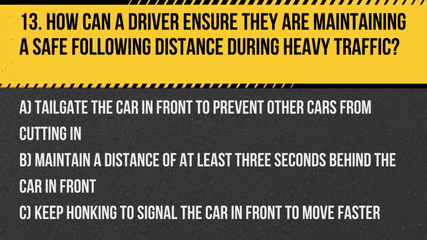A. Tailgate the car in front to prevent other cars from cutting in. B. Maintain a distance of at least 3 seconds behind the car in front. C. Keep honking to signal the car in front to move faster. Answer. B. Maintain a distance of at least 3 seconds behind the car in front. This provides enough space to react to sudden stops.